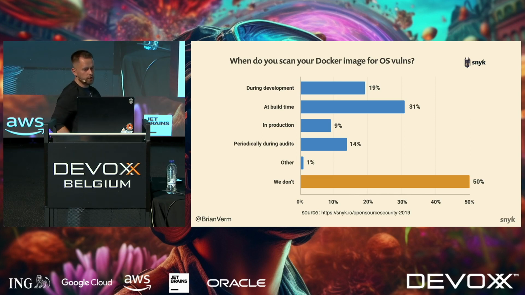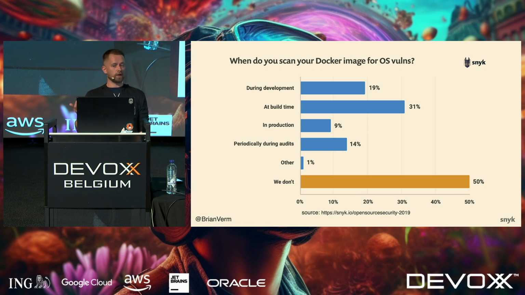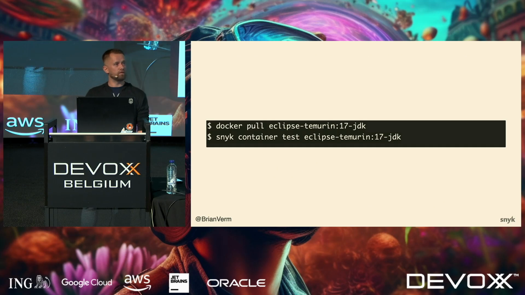In our research, the open source security report that we do once in a while, we asked people, when do you scan your Docker images for operating system vulnerabilities? 50% said we don't. Okay. Well, it is not that hard. And obviously, I work for a company that does tooling. It's 2 lines of code.